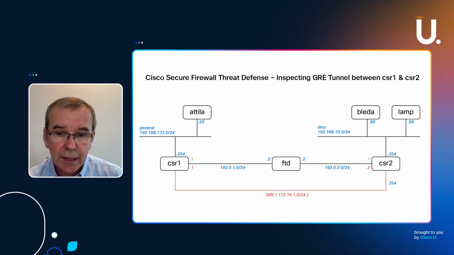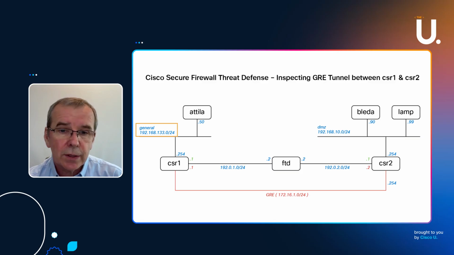Now the GRE network is 172.16.1.0, and CSR1 is the point 1 and CSR2 is the point 2. Now the device in the middle is a Cisco Secure Firewall Threat Defense, the FTD. Now the firewall cannot act as a GRE endpoint. It can allow the traffic to pass through its routed interfaces, and as the traffic passes we can make use of features of the firewall to decide what to do with that inner tunnel traffic.